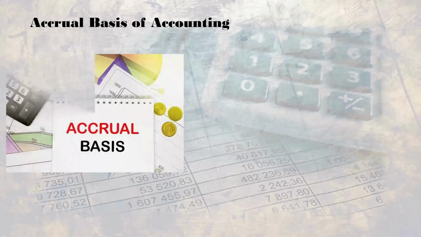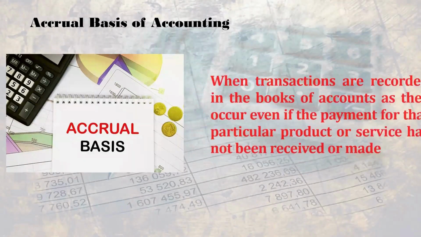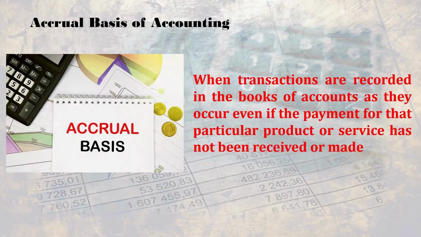First one, accrual basis of accounting. So what is the accrual basis? It means whenever a transaction happens without any payment, it should still be recorded in accounting. The best example is credit. The definition is also the same: transactions are recorded in the books of accounts as they occurred, even if the payment for that particular product or service has not been received or made.